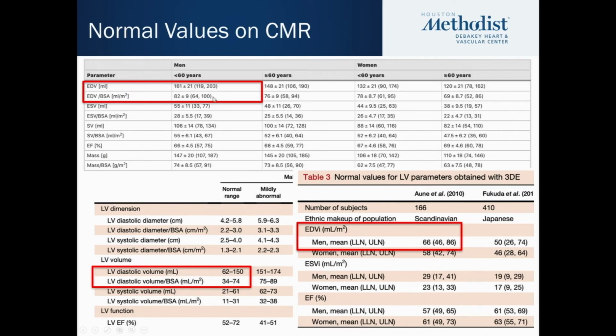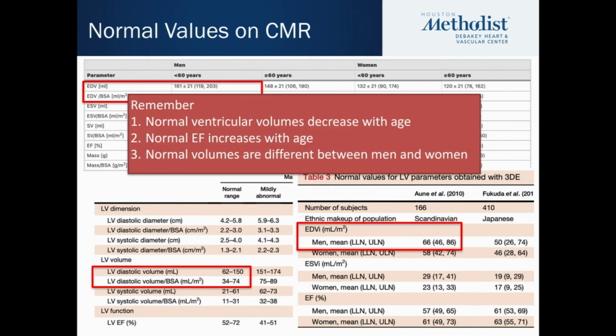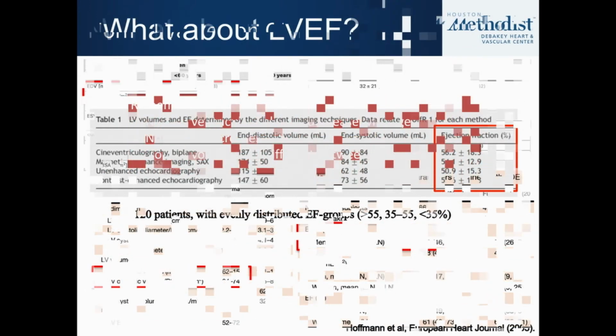And going back to the non-indexed volumes, that can create a difference as big as 50 cc's between CMR and echo, and that obviously has huge implications for whether you call the person normal or abnormal. So just recognize that these numbers mean different things depending on the modality that you use. The other important note to remember is that our volumes as a person ages will be slightly smaller as you progress to your 60s, 70s, and 80s. The ejection fraction will slightly increase, and there are obviously differences between men and women in terms of normalized volumes.